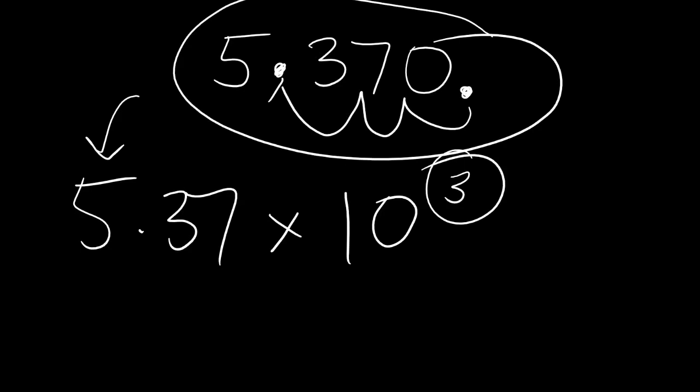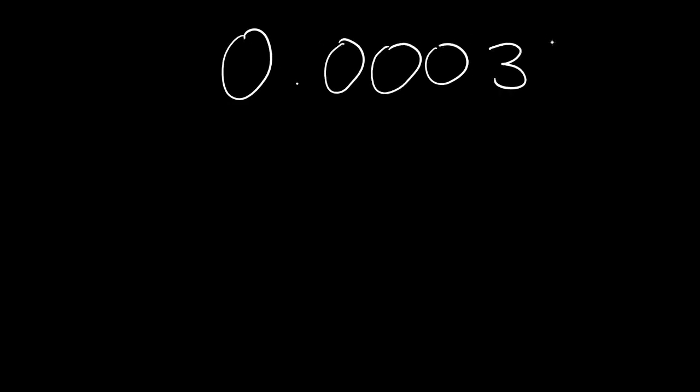Okay, great. Let's do another example before we end this class. I want you to represent 0.00037 in scientific notation. Pause the video and see if you can do that on your own. Okay, let's do this question together.